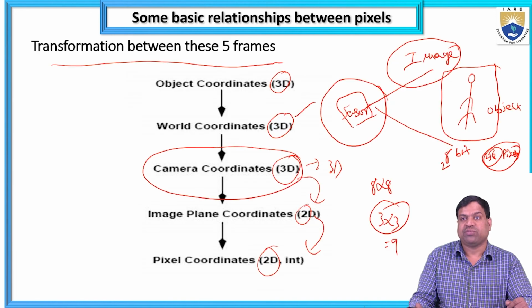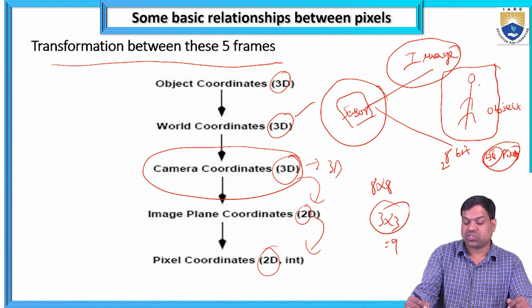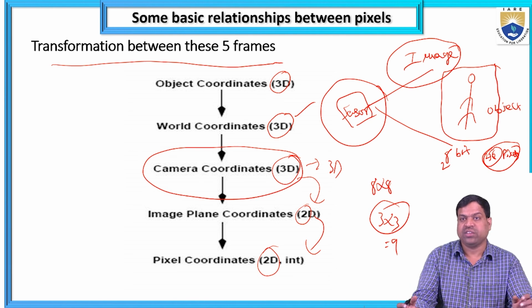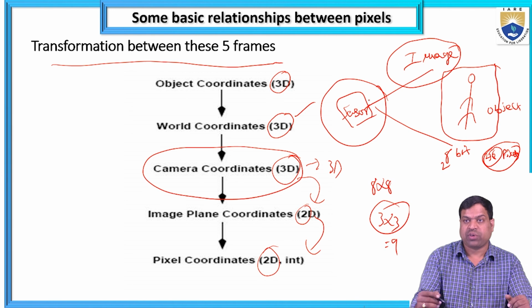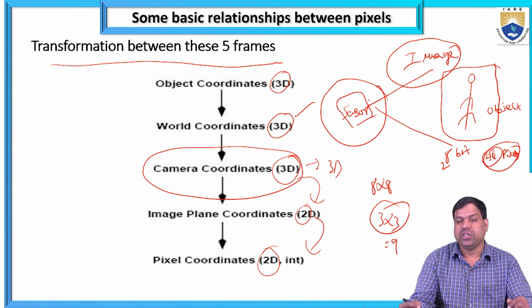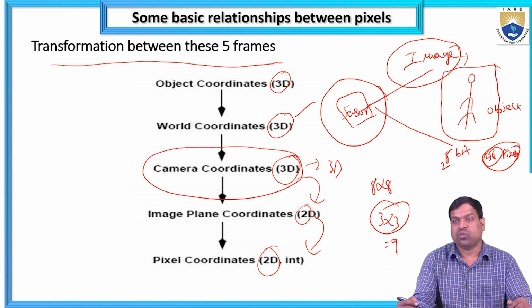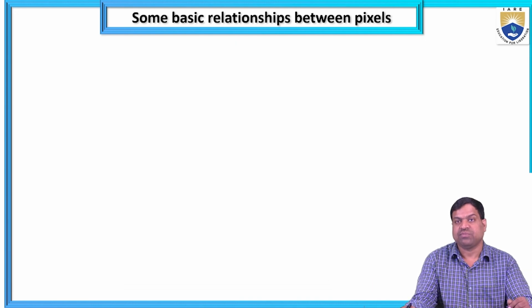And what are the 5 frames of the image? Image object coordinates: which object you are taking, suppose I am taking one person, that is one object. World coordinates: the surrounding of the frame you are creating. Camera coordinates: which type of camera or sensor you are using. Image plane coordinates: how you capture the image from the camera. And pixel coordinates: after the image is created, what is the size of that image. If I have to know the image size, then we have to know the pixel coordinates. Then only we can identify the image size. So there are 5 frames for creating an image.